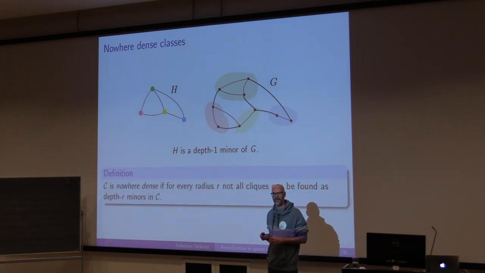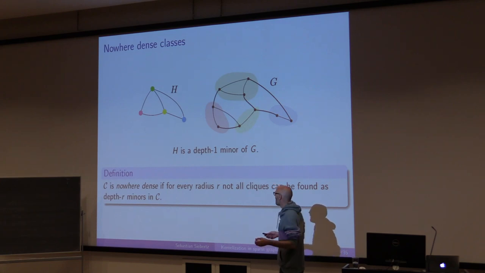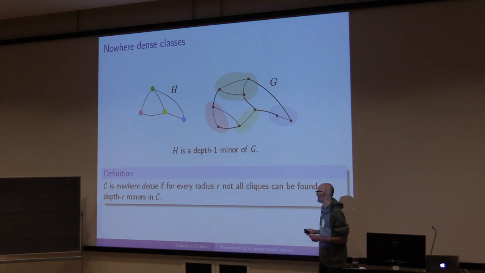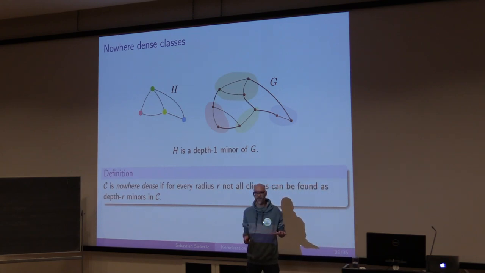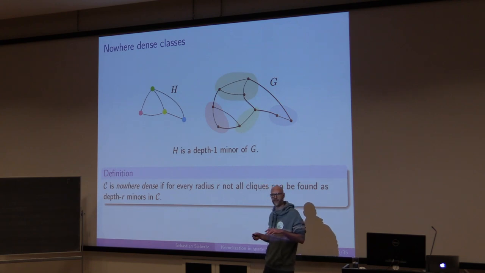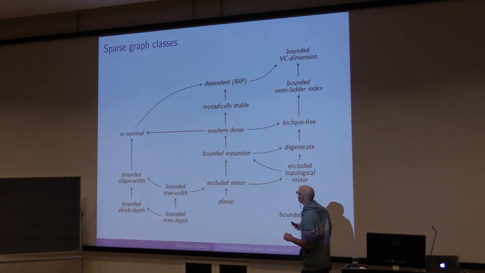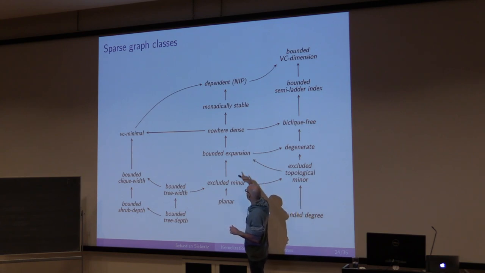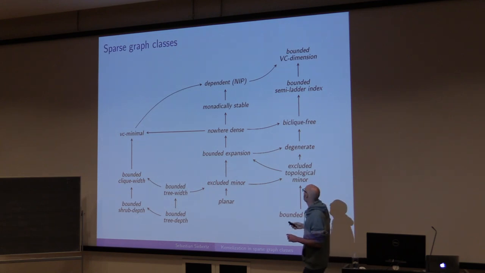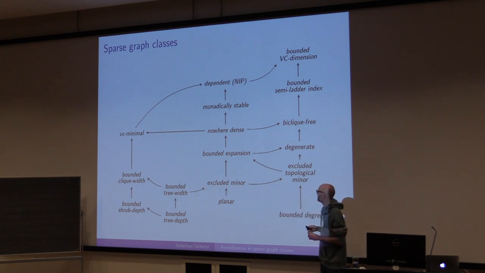Now a class is nowhere dense, as a generalization of excluding some minor globally, if for every radius you will not get all cliques at this radius as depth r minors. At level 0 this means you do not find all cliques. At level 1 you are allowed to contract just stars in your graph, and you will not get all cliques. You will always have a bound depending on the radius of the contraction. At radius 2 you get something larger, but it will always be bounded by a function of the radius. These are nowhere dense graph classes. Here are the excluded minor classes, and nowhere dense sits above this, more general than that. In particular, we do not find all bicliques, so nowhere dense classes are biclique free, but they are no longer degenerate. They can have more than a linear number of edges.